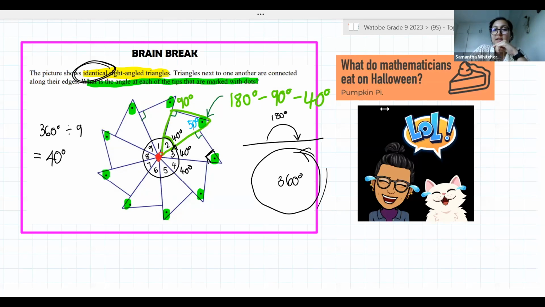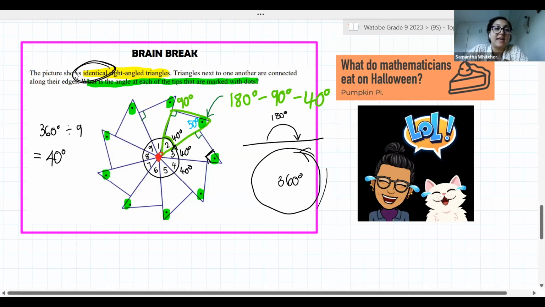Alrighty, so I'm hoping that makes sense. This was quite a tricky one. It was a nice challenge. And it's important to read the questions carefully, because that word identical meant that we knew that all 9 of those central angles were exactly the same.